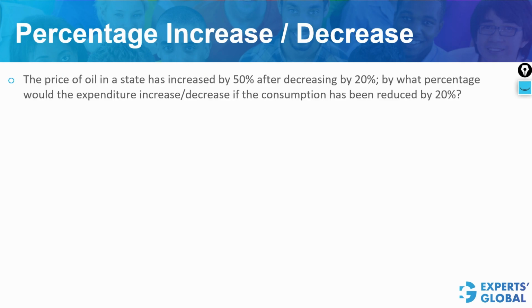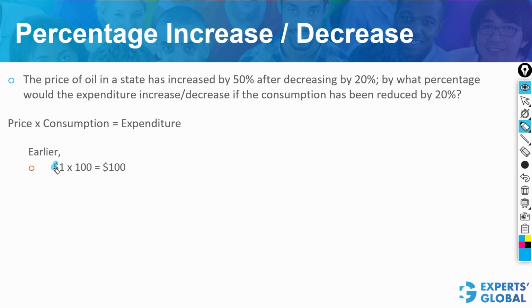Please pause the video and solve this. The relationship remains the same. Price times consumption is expenditure. So initially, we can say that the expenditure is 1 times 100. We can say that price times consumption is expenditure, $100. However, later there are two changes in price. First, there is a decrease of 20%. So price reduces from $1 to $0.8. And then there is an increase of 50%. So price increases from $0.8 to $1.2.